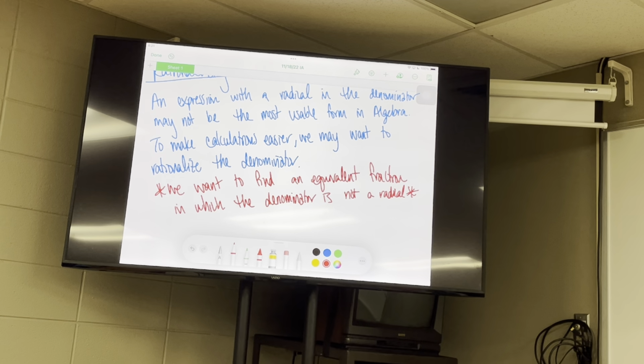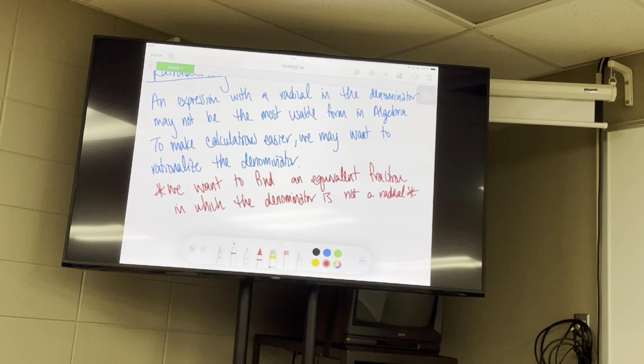Square root of 6 times square root of 6 ends up being 6. Square root of 2 times square root of 2 just ends up being 2. So you see a pattern there. If we multiply the radical exactly by itself, it is getting rid of the radical. We're going to use that knowledge that we have there.